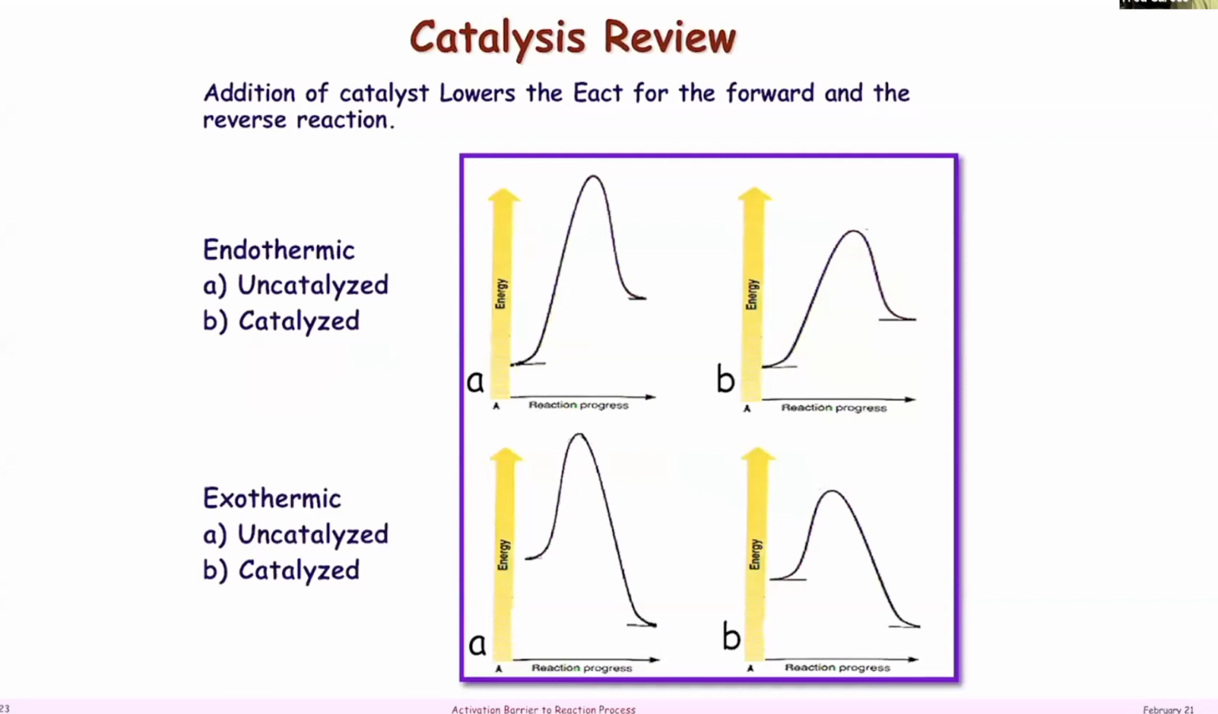So here's just a review of what we talked about. You guys should recognize, among these four scenarios, which are exothermic. Remember, exothermic is when the energy of the product is lower than the energy of the reactant, while endothermic is when the energy of the product is higher than the energy of the reactant. Which one is fast relative to the others? Which one is slow? Okay, slow means high activation energy. Fast means low activation energy.